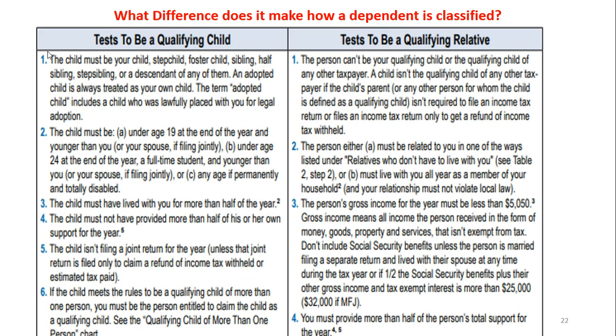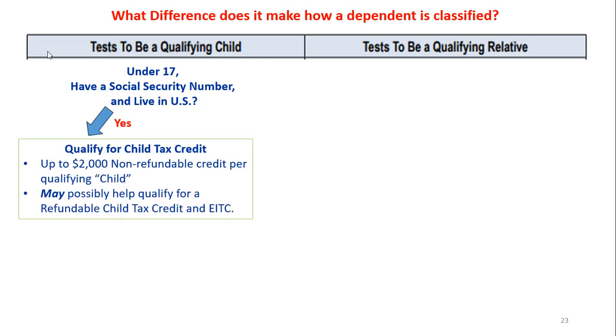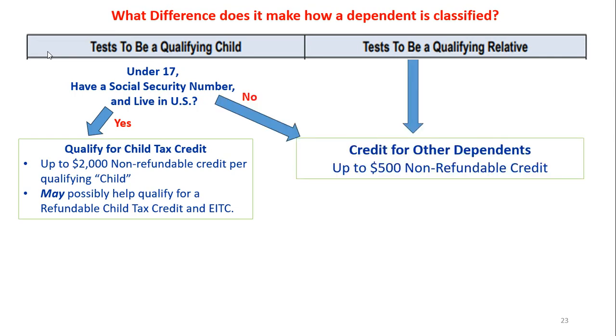So the difference for those credits is how was that dependent classified? Were they a qualifying child or were they a qualifying relative? And what is their age? So under 17, have a social security number and live in the U.S. If you say yes, it could be up to $2,000 and may possibly qualify for the refundable child tax credit and the earned income credit, which we haven't talked about yet. Test for the qualifying relative, or anybody who failed the test there on the left, is up to $500.